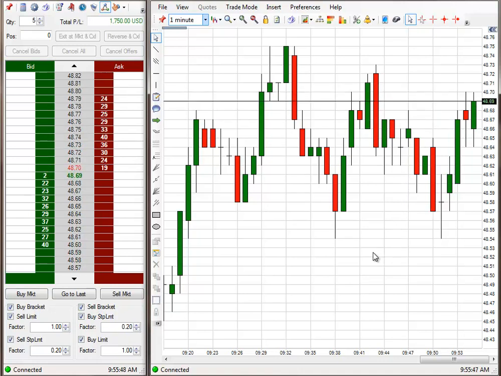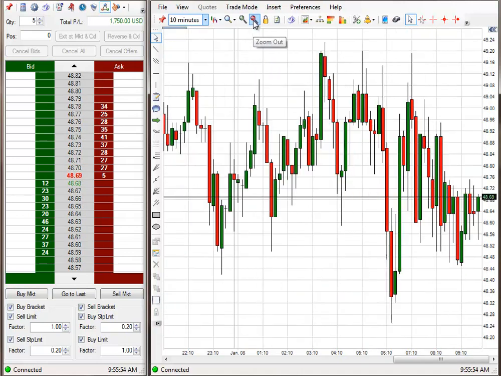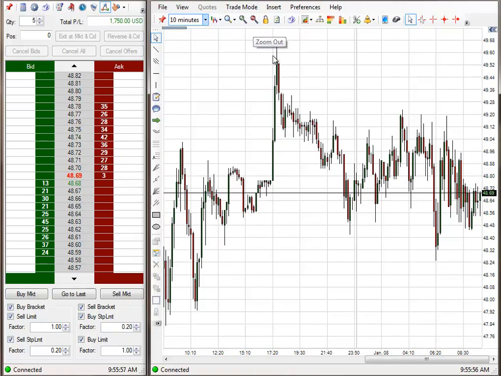It's just a really choppy day. If you look at this, let's take a look at the 10 minute real quick, just to show you. It's as choppy as you can get. Let's see, this USA session is right here. It's really choppy today.